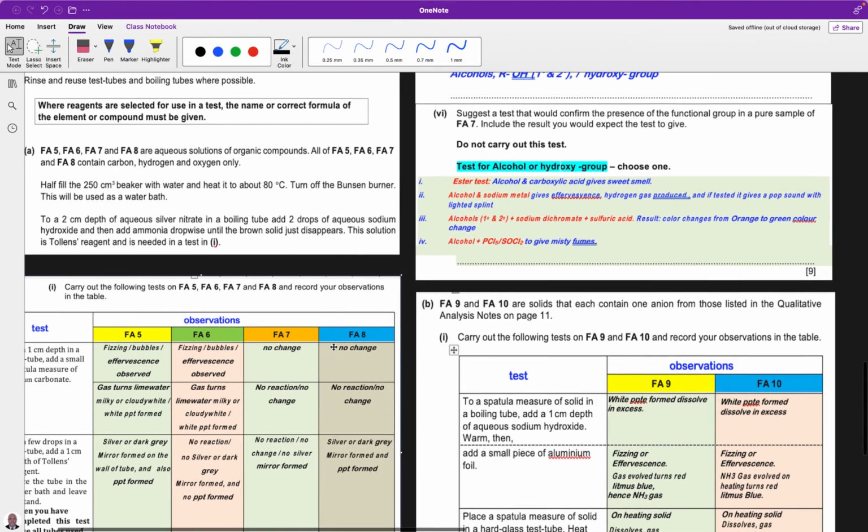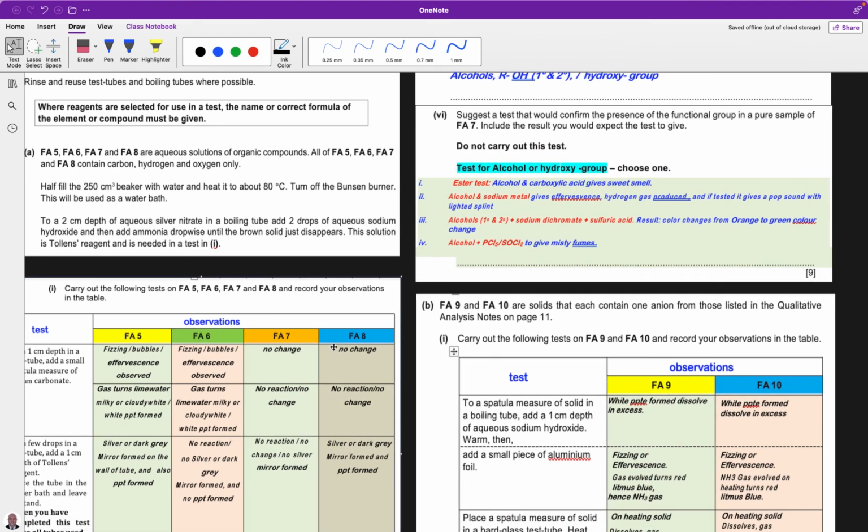There are many tests here. I can use ester test, that's esterification. Addition of alcohol to carboxylic acid gives a sweet smell. I could also give alcohol reacting with metal to give effervescence, that is hydrogen gas being produced, which can be tested. It gives a pop sound with a lighted splint. I could also give alcohol reacting with acidified sodium dichromate. Color will change from orange to green.